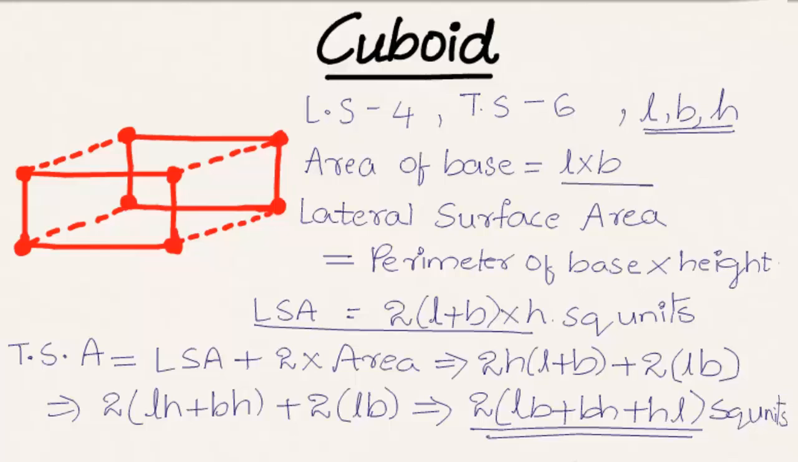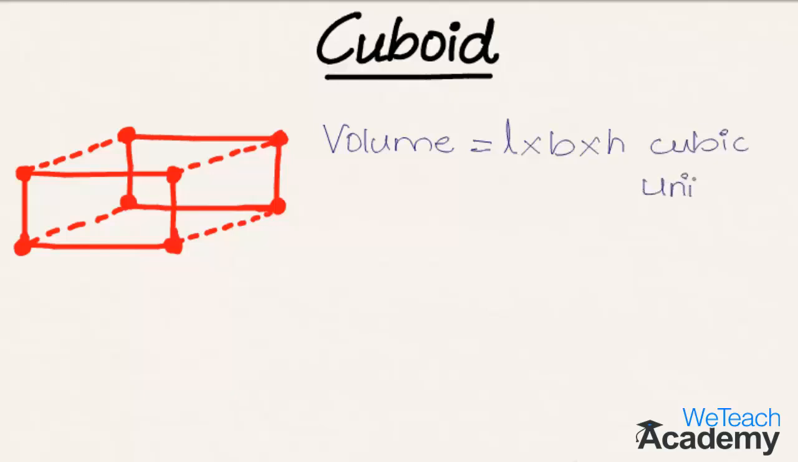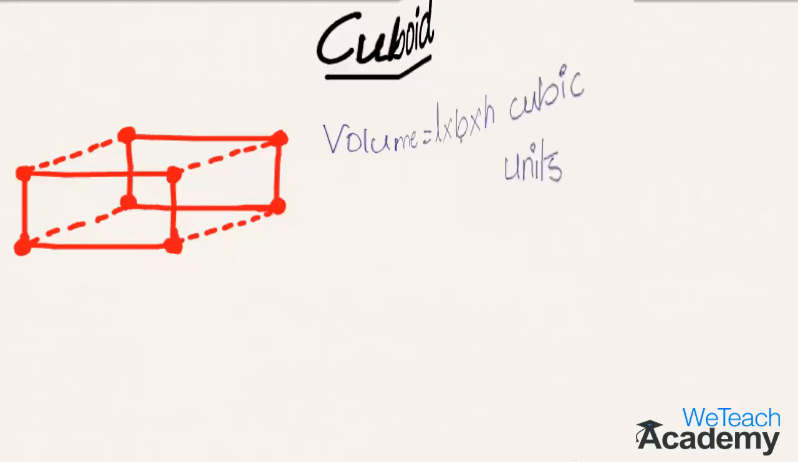Then coming to the volume of a cuboid. The volume of a cuboid includes the areas of all the surfaces and also the amount of space contained in it. Volume is given by multiplying the length, breadth and the height. So we get the formula as volume of cuboid is equal to L into B into h cubic units. And now let us discuss a few examples on these formulas.